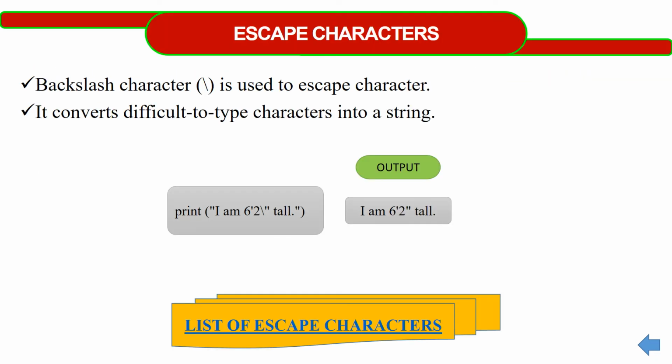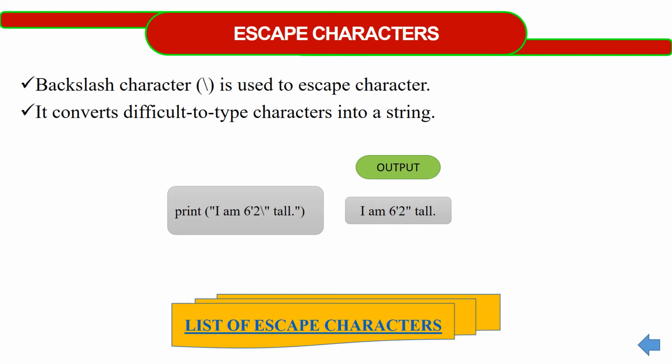So here the \ character is used for the escape character. It converts difficult-to-type characters into a string. Now we are going to see the concept of escaping characters with an example. Suppose we want to print a string with double quotes or single quotes.